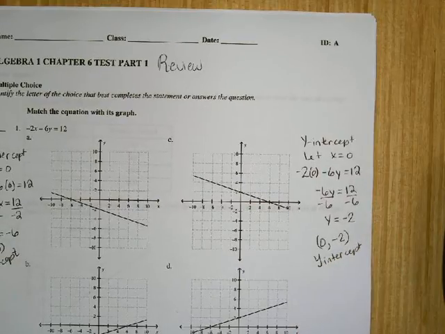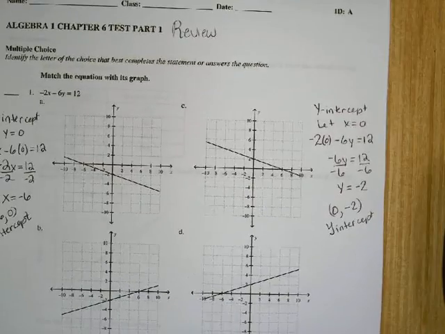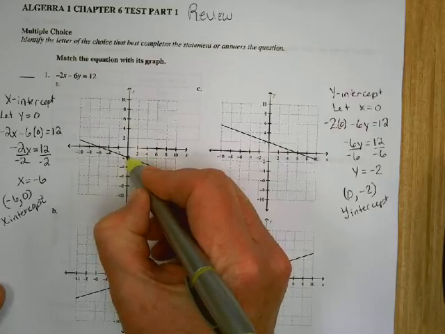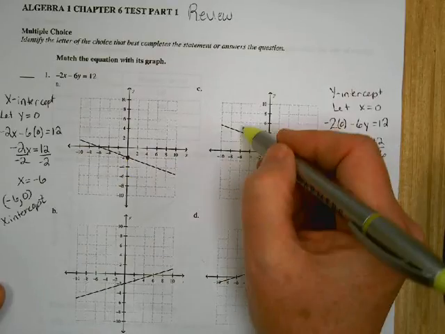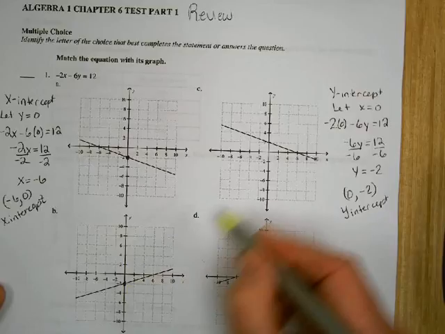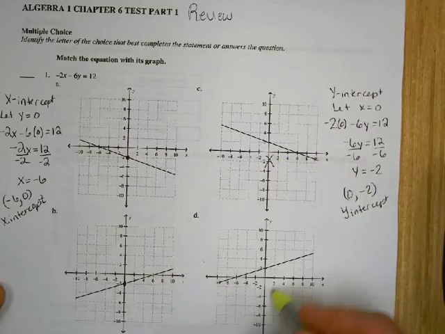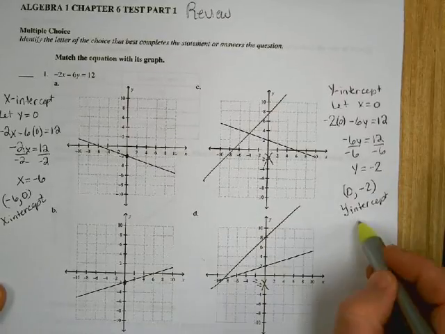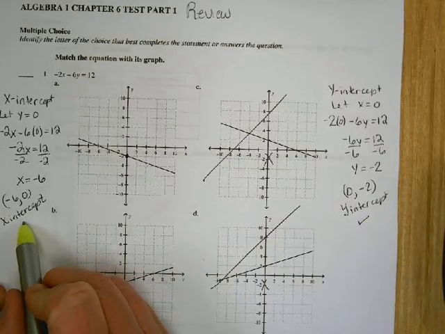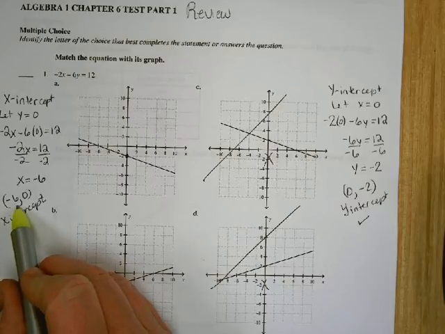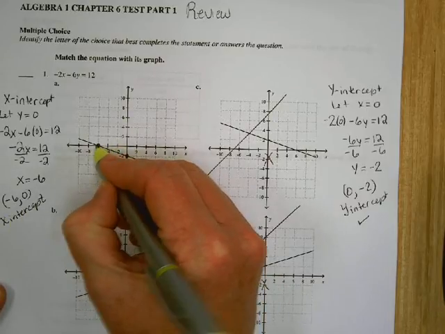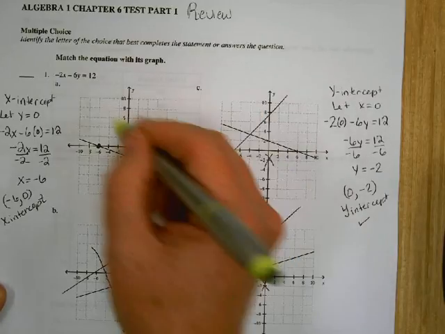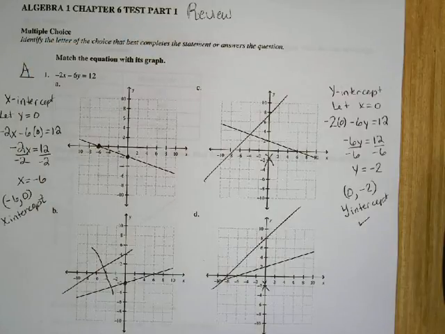So I'm looking for a line that will cross the y-axis at negative 2. The first one does that. The second one here, it also does that. Answer choice C does not, and neither does answer choice D. So I can already eliminate those. Now I need to find out which one of those crosses the x-axis at negative 6. The first one does. The second one crosses at positive 6. So the answer to the first question is A.